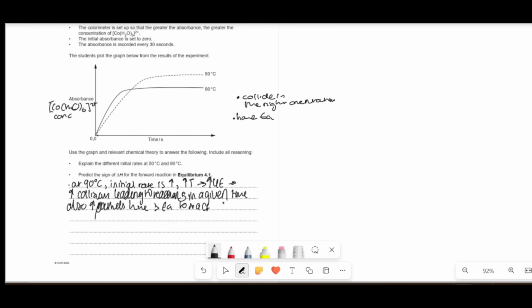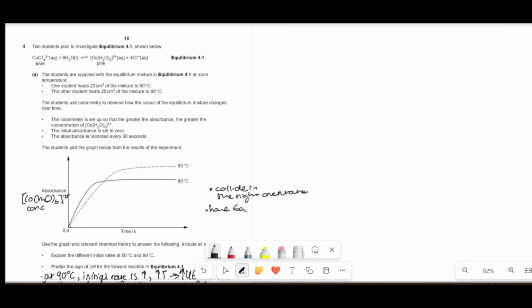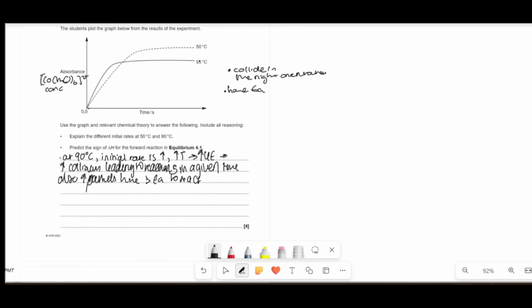Now, we need to figure out what the sign for delta H is in this forward reaction. So the forward reaction shows that you're going from COCl4 to CoH2O6. So if the absorbance is higher, what it means is we're getting more of this. So when we have a lower temperature, it seems that this goes higher than if we increase the temperature. If I compare 90 to 50, so let's pretend we did it at 90, then we switched it to 50. The change that we've made to the equilibrium is that we've decreased the temperature from 90 to 50.